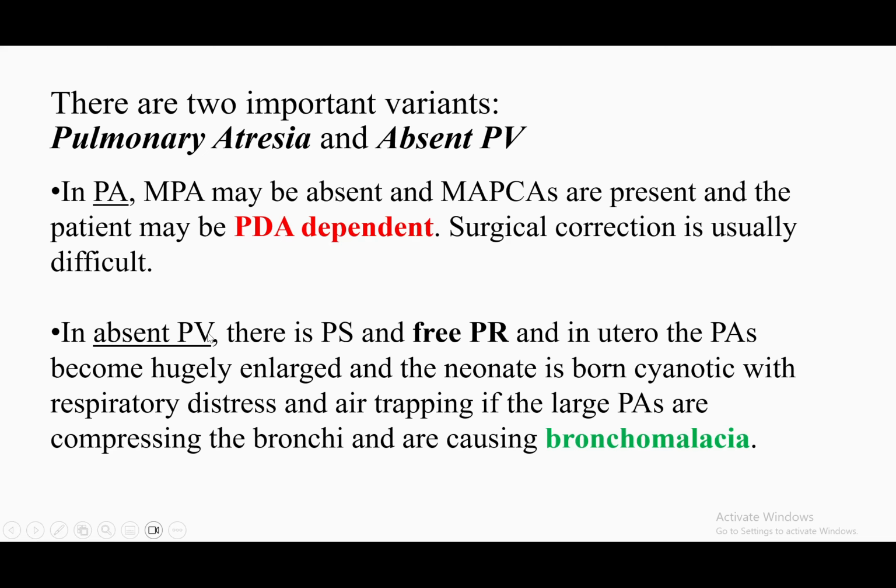In absent pulmonary valve, there is a pulmonary stenosis and free pulmonary regurgitation due to lack of pulmonary valve leaflets. And in utero, the pulmonary arteries become hugely enlarged, and the neonate is born cyanotic with respiratory distress and air trapping, if the large pulmonary arteries are compressing the bronchi and are causing bronchomalacia.